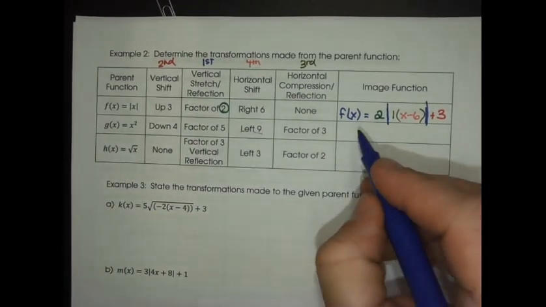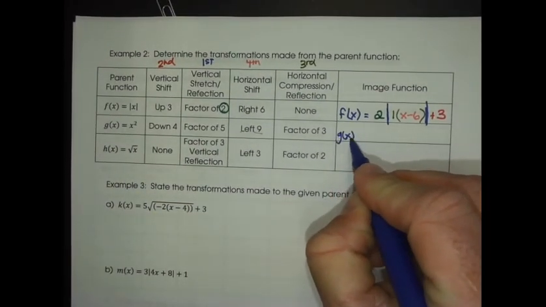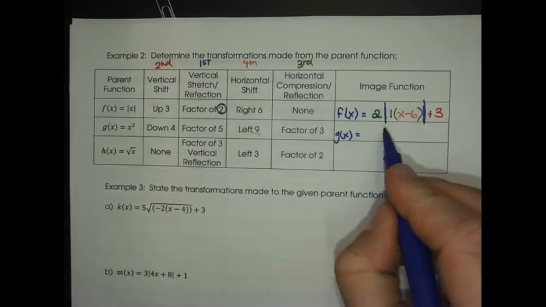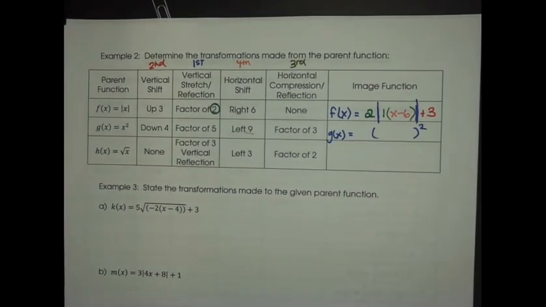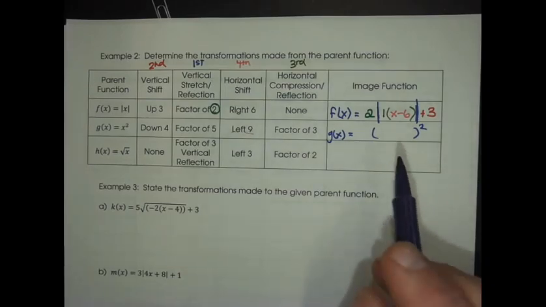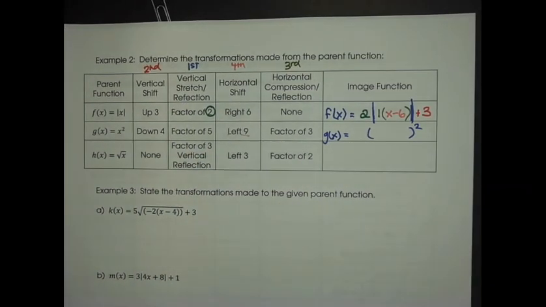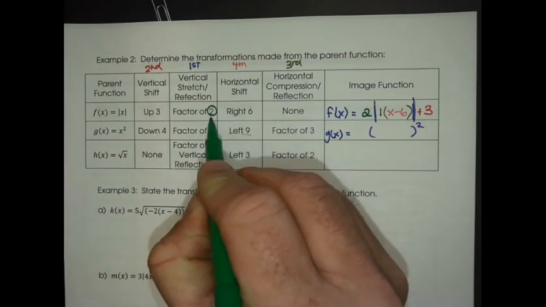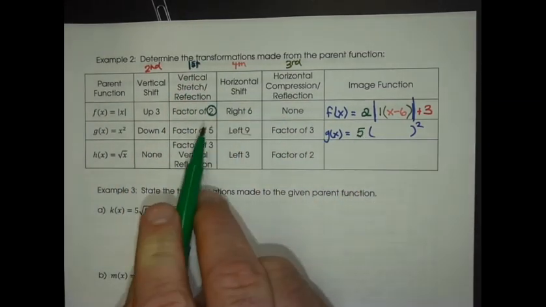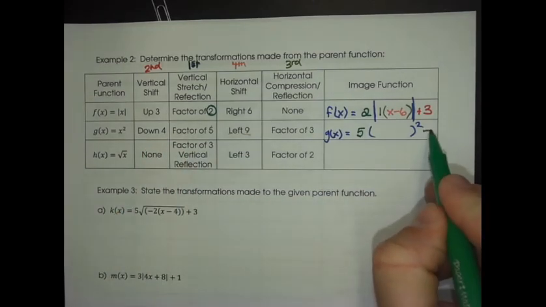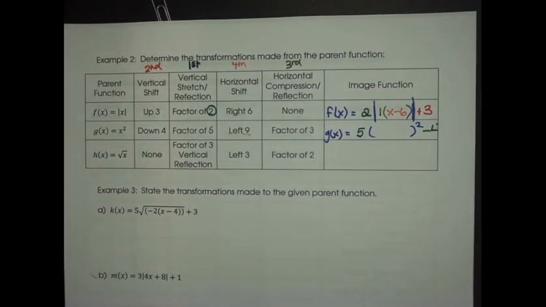Same thing with the x squared function. I know that I'm going to have my x squared piece like that, and then we're just going to fill them in. So the first piece was the vertical stretch. I guess we did that green. So our 5 ends up going out here, and then down 4 would end up being up there, so let's call that red.